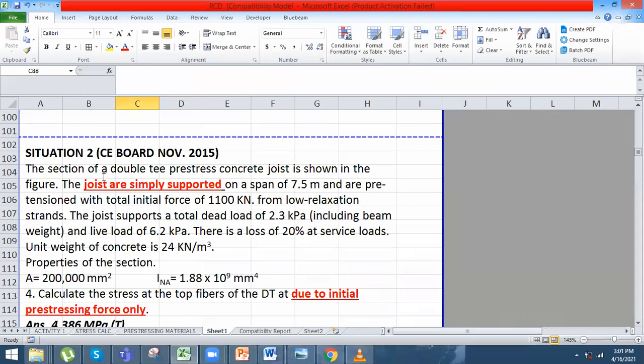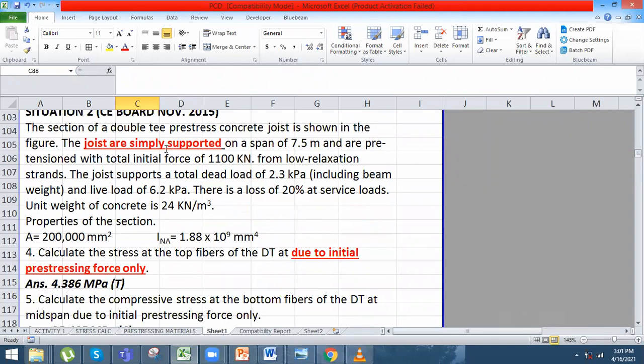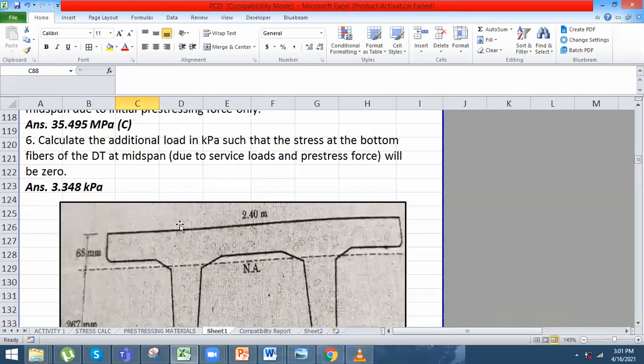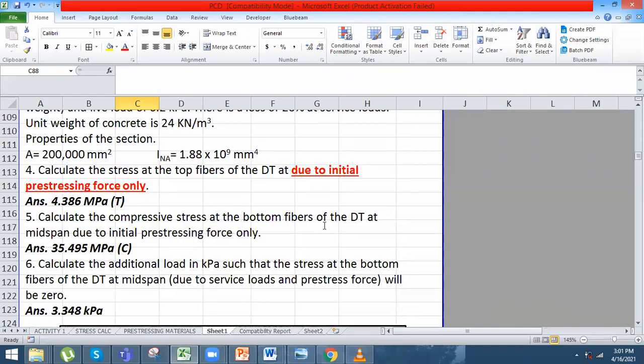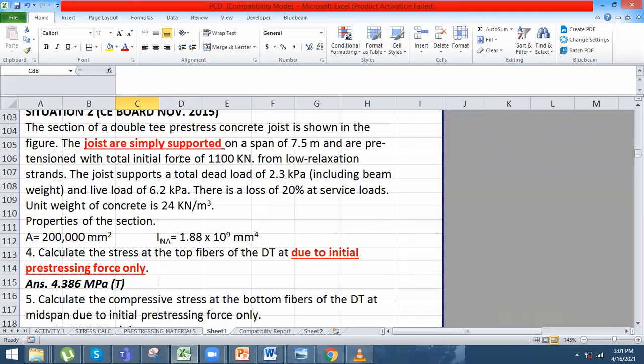Situation number 2. The section about double T. Yan yung problem natin guys. The section about double T pre-stressed joists is shown in the figure. The joists are simply supported on a span of 7.5 meters and are pre-tensioned with total initial. Okay, so may dalawa dyan. There are 2 pre-stressing tendons there, but it is said in the problem that there is already total initial force of 1,100 kilonewton from low relaxation strands.